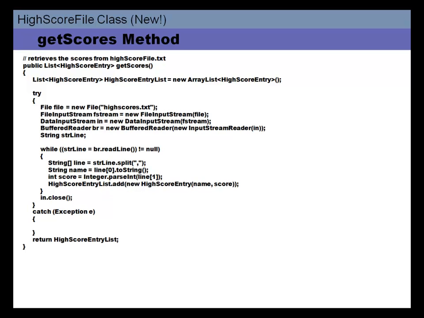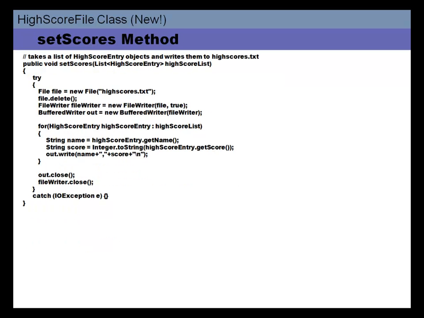GetScores reads the file, putting its contents into a list of highscore entry objects. It then returns that to whatever calls the method. SetScores, however, takes a list of highscore entry objects and writes it to the file. This is what allows the player's scores to finally be saved.